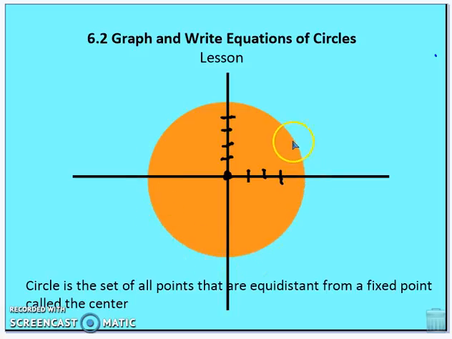This means that these points along the outside, the circumference of the circle, are the circle. The points inside of the circle are not the circle, and the points outside of the circle are not the circle. It's a set of all points that are equidistant from a fixed point called the center, and that's the circle. So remember, the operative word here is equidistant, same distance, and again we're going to use the distance formula in order to figure out the formula for the circle.